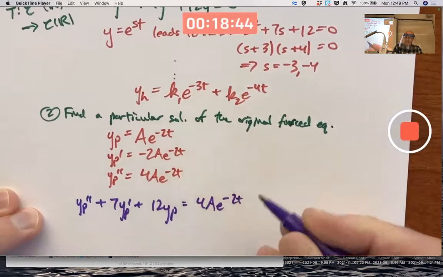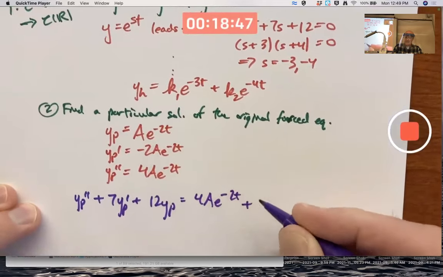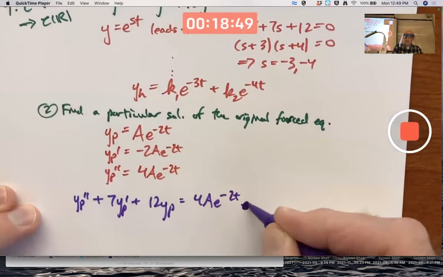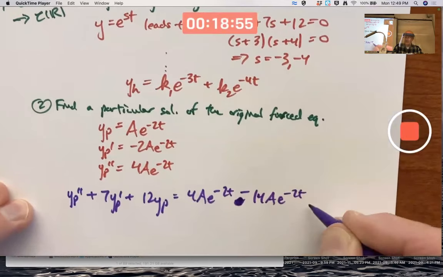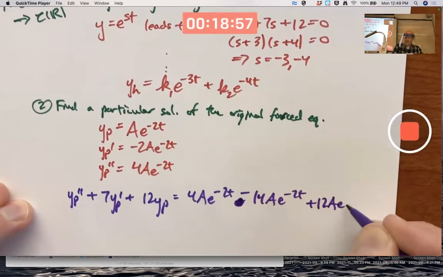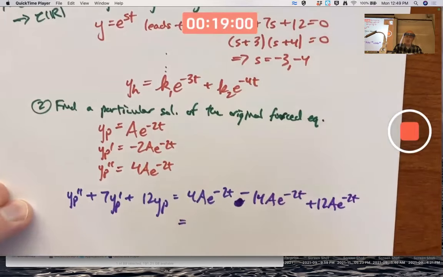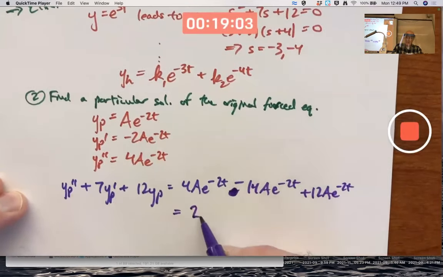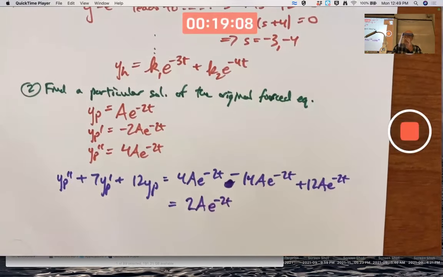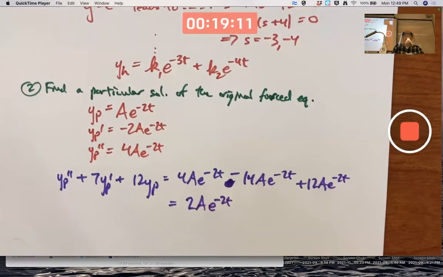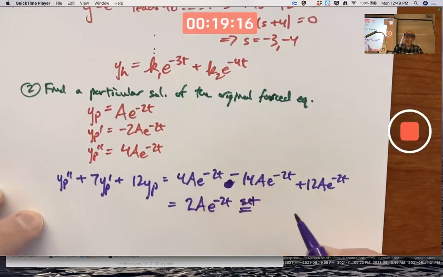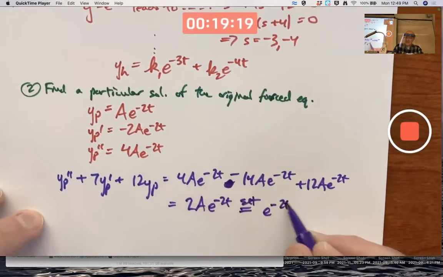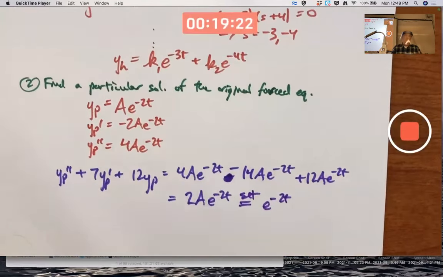Be careful not to make a mistake. There's the second derivative, 4a e to the negative 2t. 7 times the first derivative is going to be minus 14a e to the negative 2t. And then 12 times the function is going to be plus 12a e to the negative 2t. Simplify, collect those like terms. Looks like it's going to be 2a e to the negative 2t: 4 minus 14 plus 12 is positive 2. I'm setting this equal to the original right-hand side, which was just a plain e to the negative 2t. Those will be equal if capital A is 1/2.